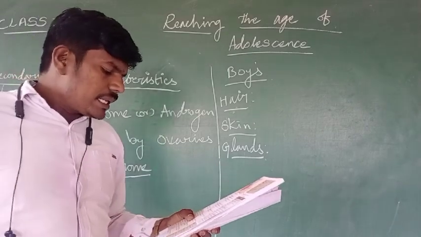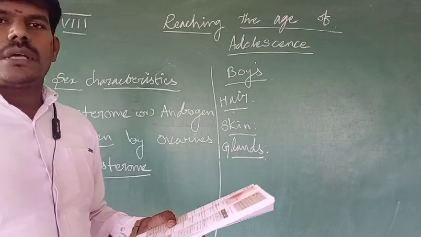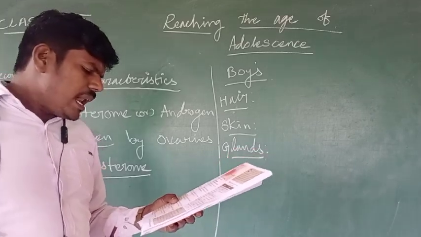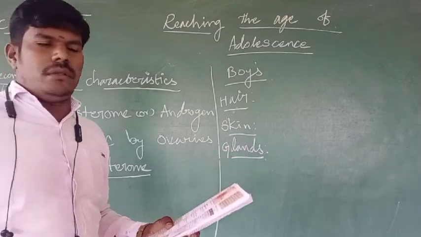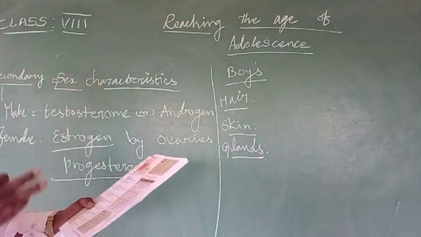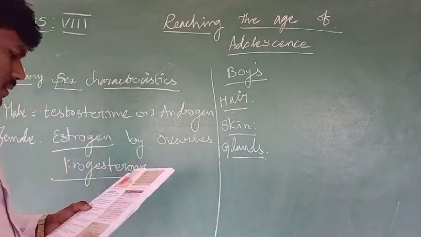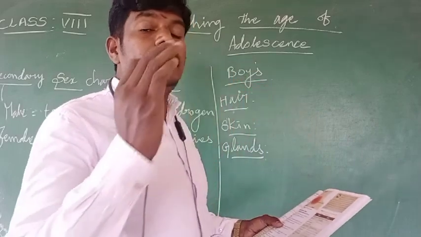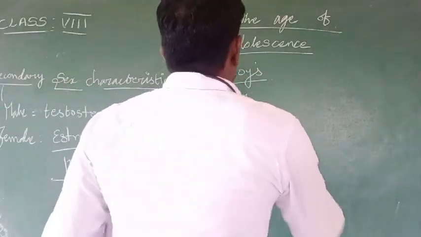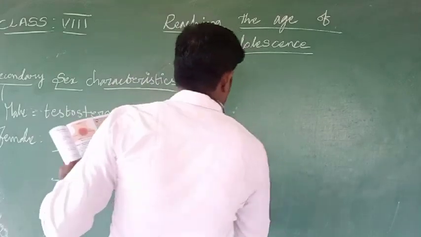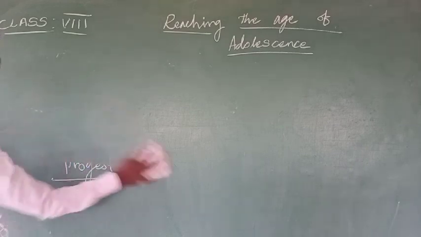And skin. The skin becomes coarser and the pores enlarge, as in the case of boys. Gland, oil producing glands become active causing pimples on the face. The same in male and female, the presence of the secondary sexual characters. Now I will explain the difference between the secondary sexual characters of boys and girls. What are the differences? That means the exam questions.